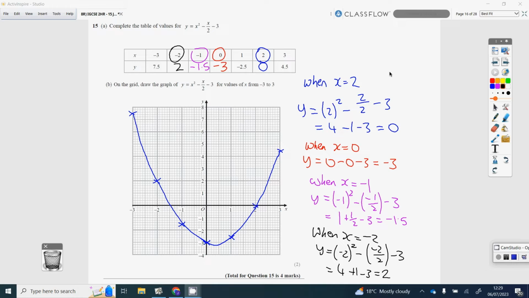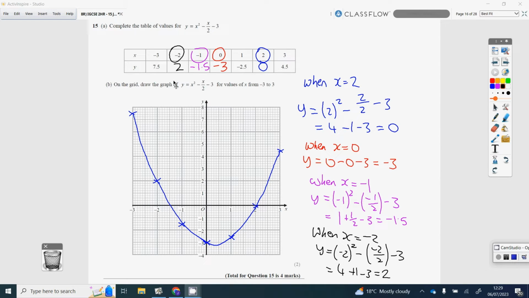Question 15. Now, I think with these, it's always handy to appreciate what the shape of your graph is going to be before you begin. Now, this is a quadratic, so it's either going to be a positive or negative parabola, so either a happy or sad face. And because it's a positive x squared, it's going to be a happy face graph, a positive parabola. So this shape is going to be what we're ending up with. And just make sure that you do a nice curvy line and keep the base curvy as well. Don't have any flat edges.